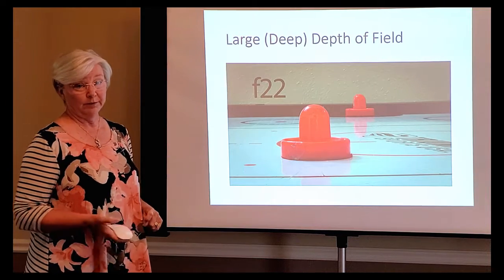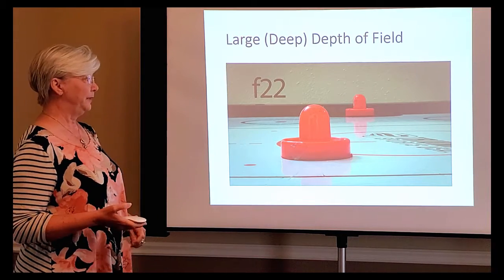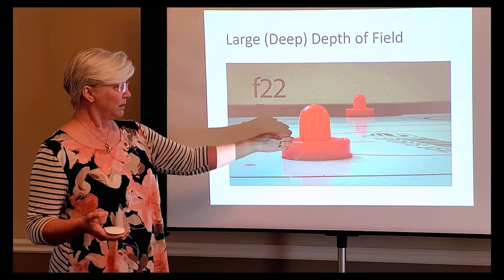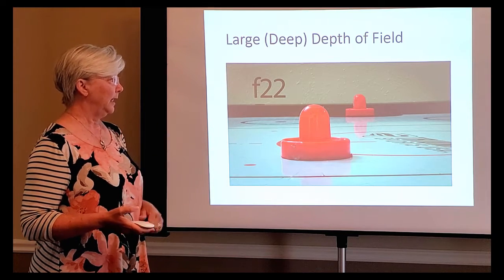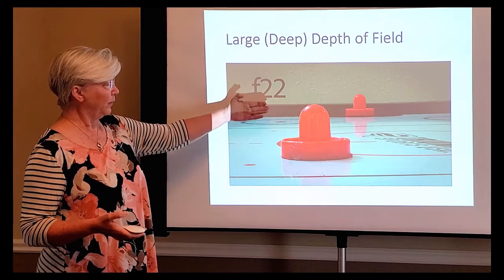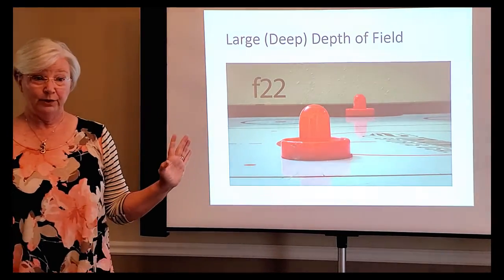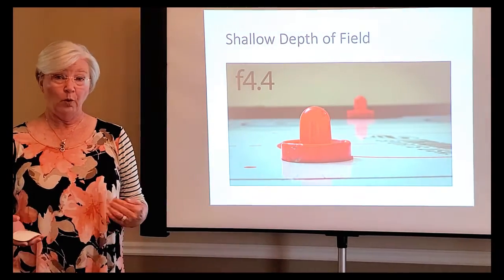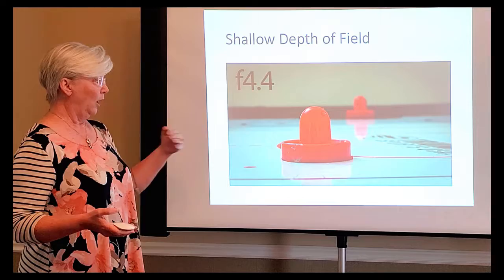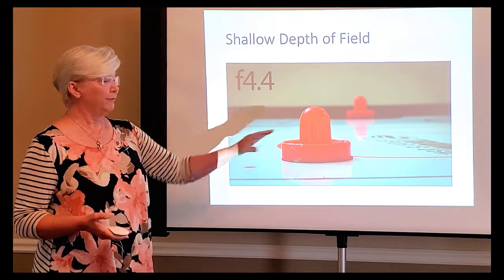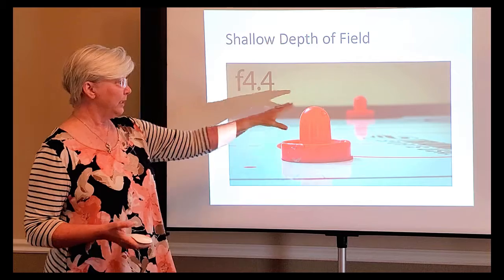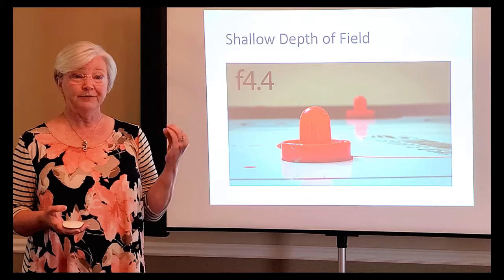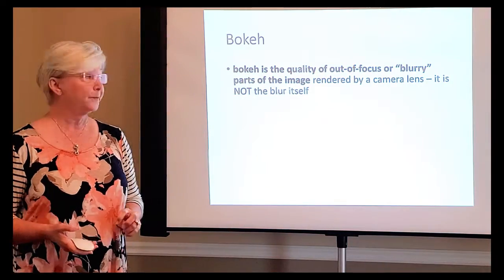So here's an example of a large or a very deep depth of field. This is an air hockey table, and I focused on this front paddle, and you can see that everything is in focus, even the back wall. Okay, everything's in focus. If I change my aperture to f4.4, which is a big difference, right? And I'm still focusing on that front paddle, you can see how everything behind it is blurry, and even some things in front of it. So the depth of field is much narrower, or shallow.